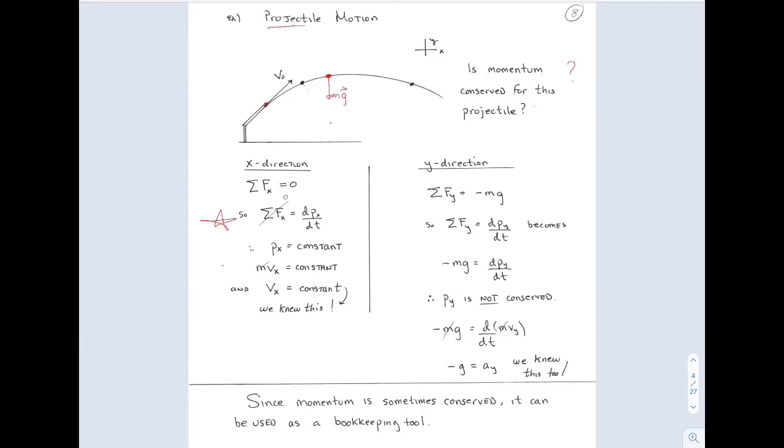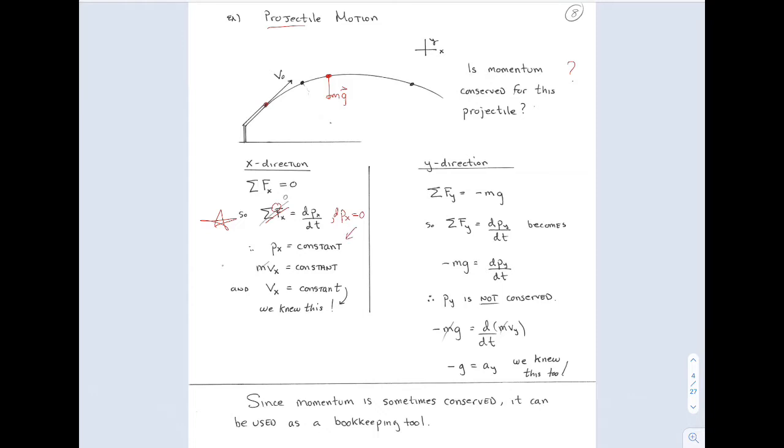Okay. Well, here's Newton's second law in the x direction. So net force equals the time rate of change of momentum in the x direction. Well, in the above picture, you only have a vertical gravitational force, so the net force in the x direction is 0. So if there's a 0 there, that means dpx is 0. So that means that the momentum in the x direction is constant.